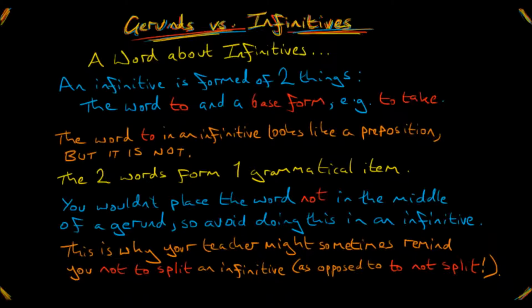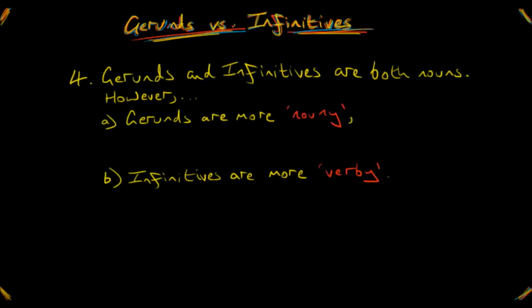Now, finally, let's move on to concept number 4, and we have this one. Gerunds and infinitives, well, they're both nouns. However, gerunds are more nouny, and infinitives are more, well, verby. Now, this concept really attaches to the next one, and we'll get into it in greater depth.